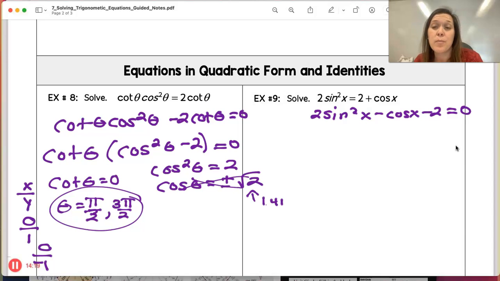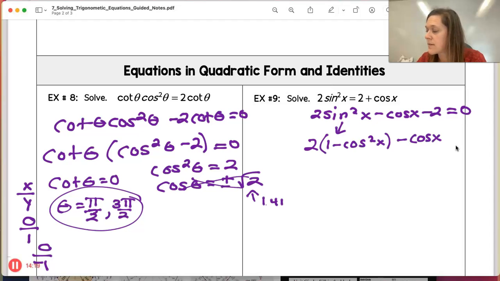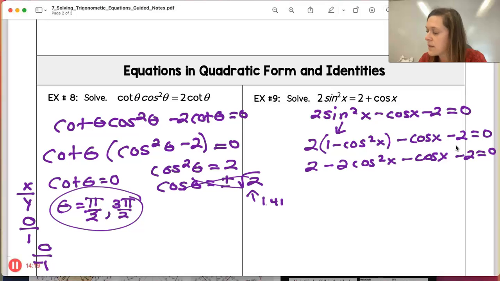In order to be able to use the zero product property, I probably want to get everything in terms of cosine. So remember our Pythagorean identity. Sine squared x is the same as 1 minus cosine squared x, minus cosine x minus 2 is equal to 0. Distributing, 2 minus 2 cosine squared x minus cosine x minus 2 is equal to 0. Your 2's cancel out. I can cancel out those negatives. So now I'm left with 2 cosine squared x plus cosine x is equal to 0.